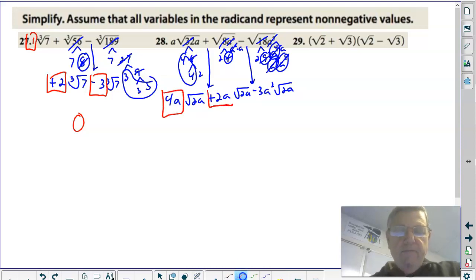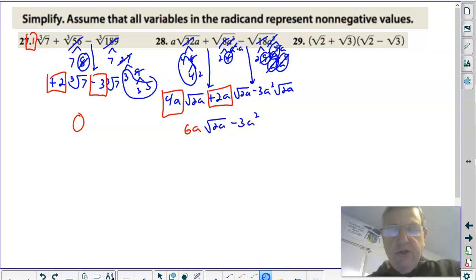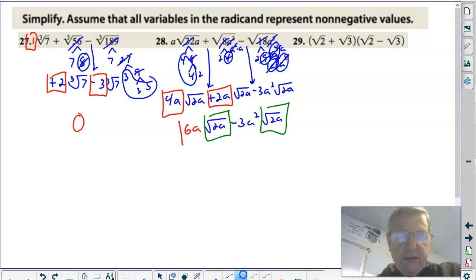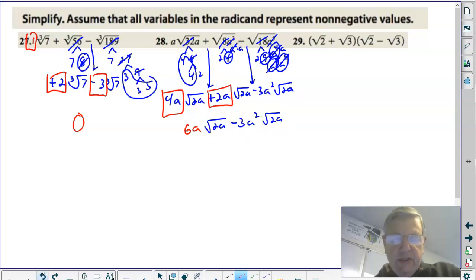4a of them and another 2a of them is a 6a of them. But now I have this issue of when, even though the radicals match, look, these radicals match. The problem right now is, can I add a 6a and a negative 3a squared? And the answer is I cannot. They're not like terms. So here's one form of the answer which is acceptable right there.